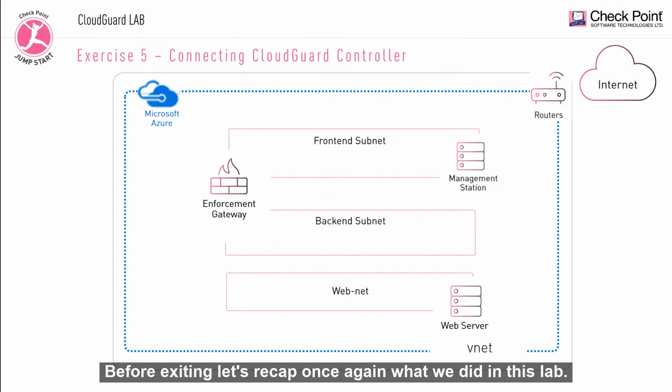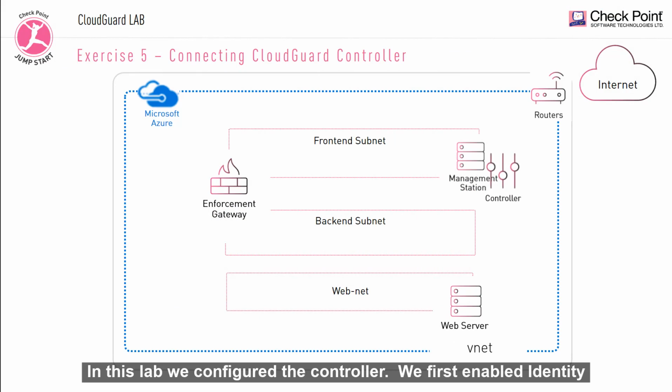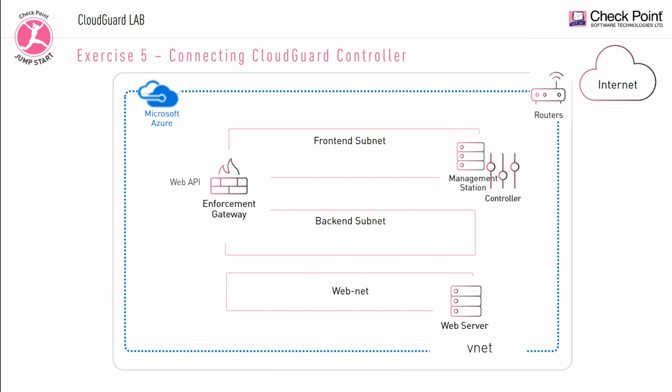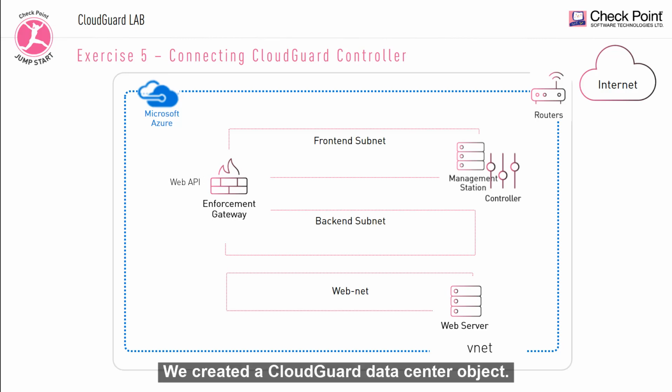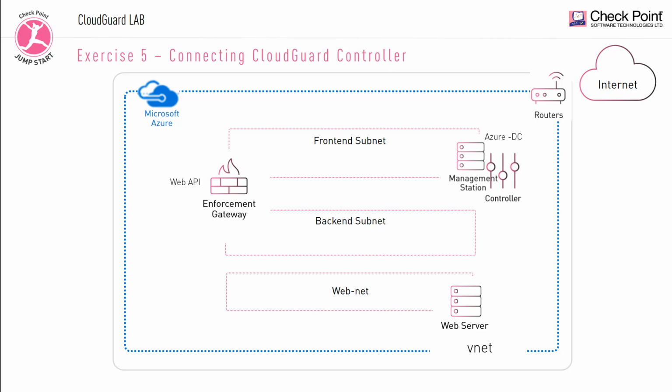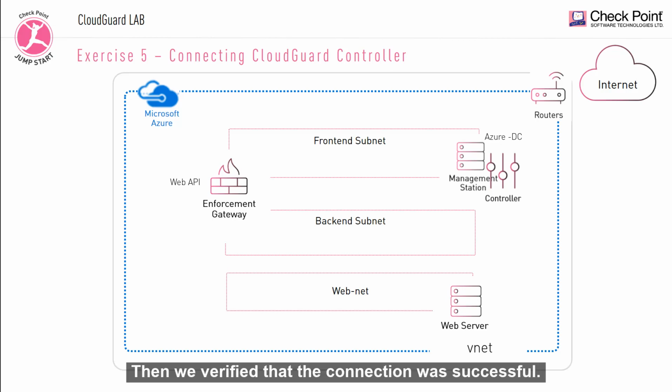Before exiting, let's recap once again what we did in this lab. In this lab, we configured the controller. We first enabled Identity Awareness Blade on the gateway. We used the Identity Awareness Web API Identity method. We created a CloudGuard Data Center object. We authenticated the Data Center object to the Azure Cloud. Then we verified that the connection was successful.